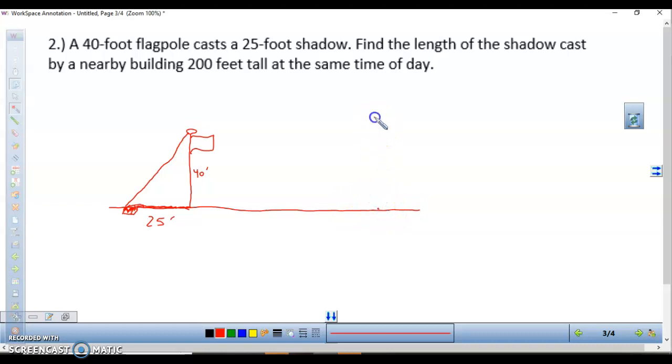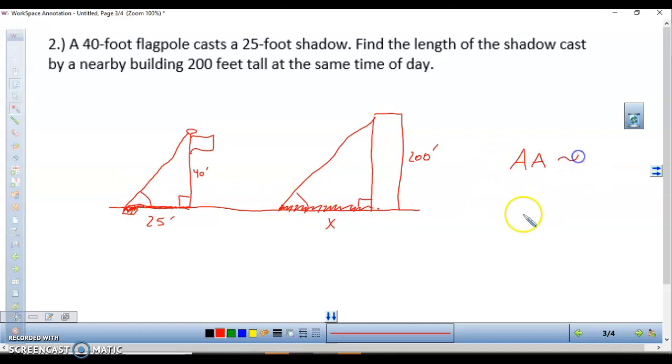All right, so here's my giant building. Find the length of the shadow. It's 200 feet tall. Its shadow is along the ground. And we want to find the length of the shadow. So again, these triangles are similar because you've got right angles, and the angle of elevation to the sun is the same. So they're similar by angle-angle similarity. Therefore, I can set up a proportion and I can solve.